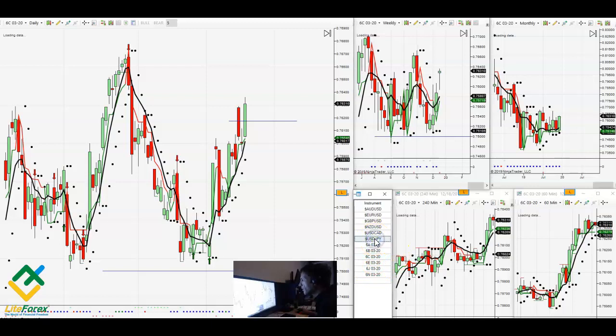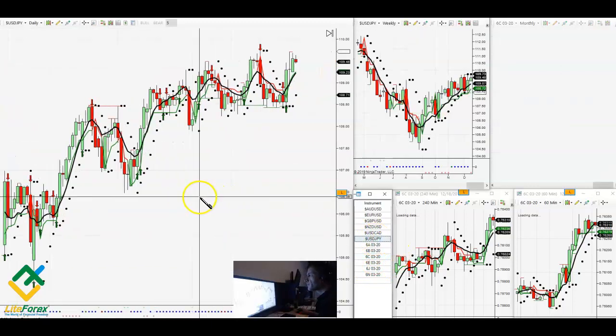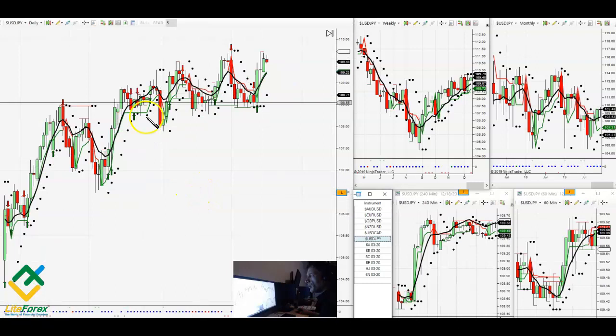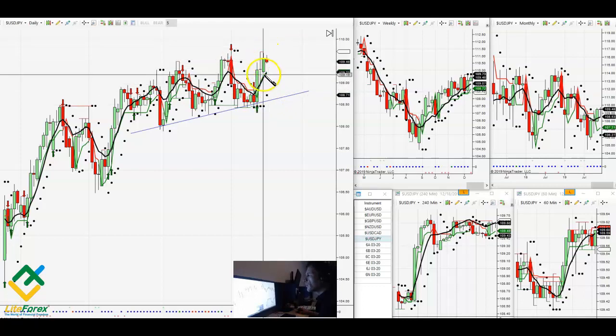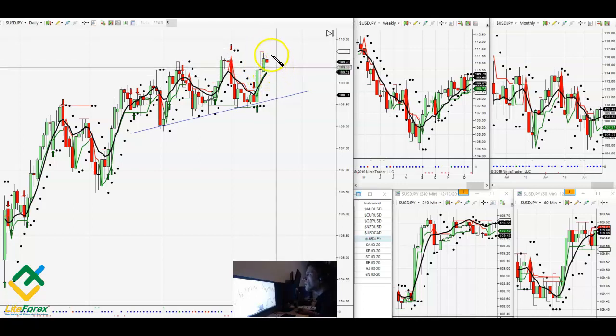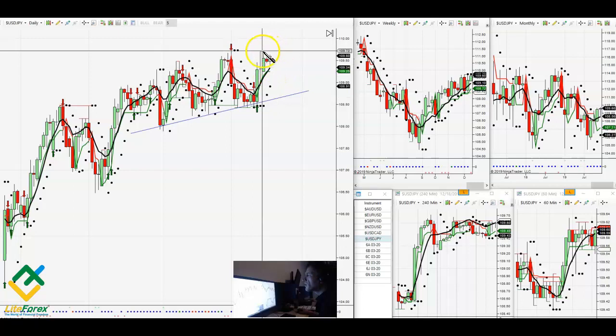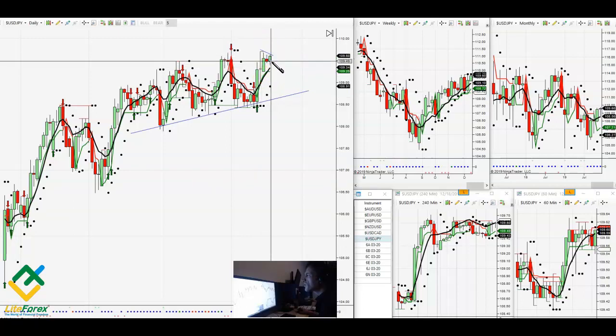Okay, let's take a look at the USD yen. USD yen is going higher. USD yen is really going with the US stock market right now. If the US stock market is going down or going up, it's usually correlating with that at the moment. You can see it's putting in some lower highs.